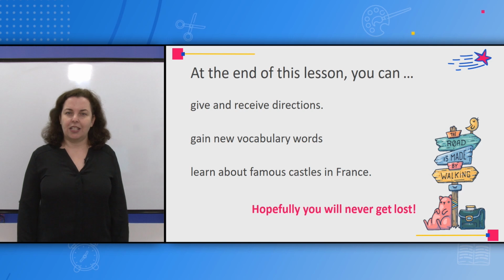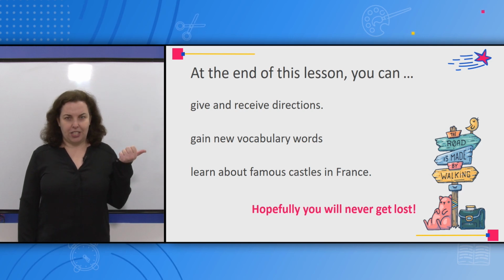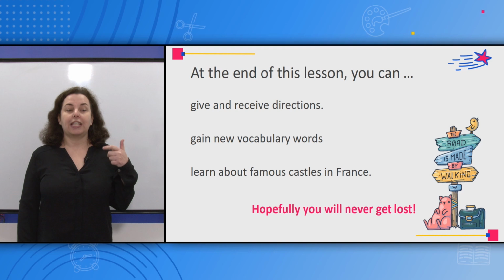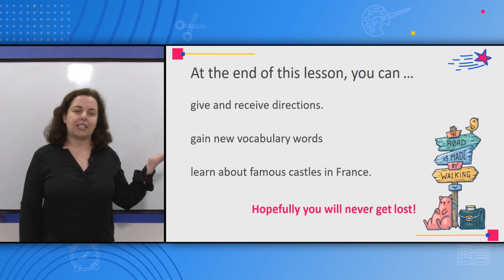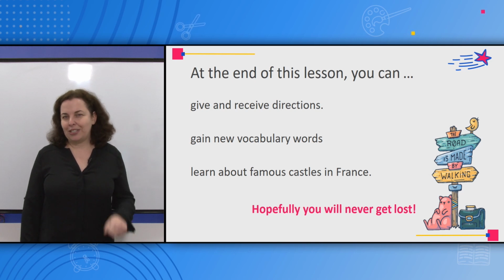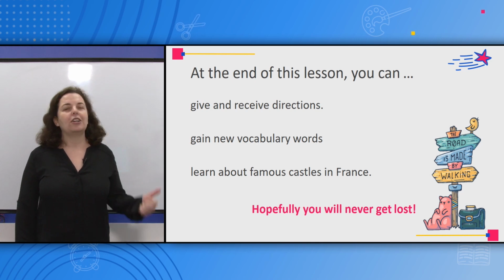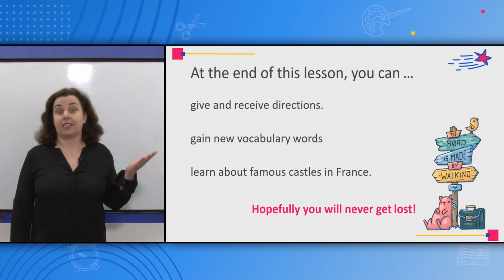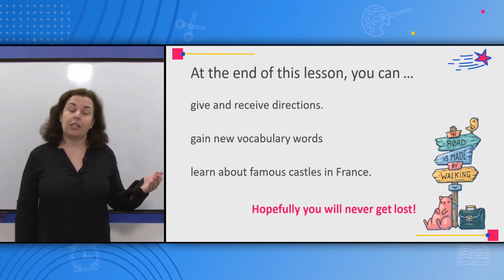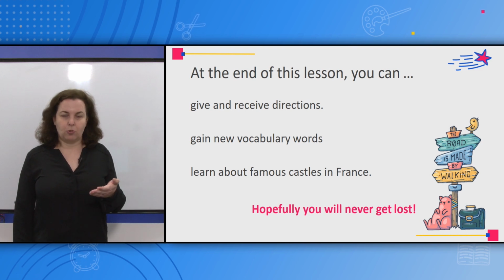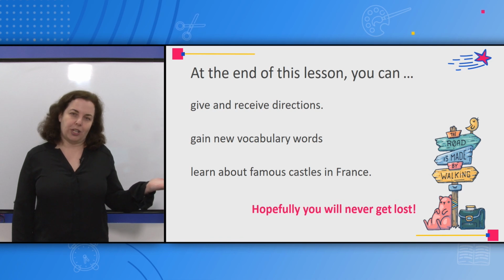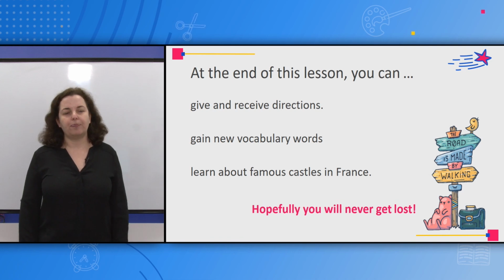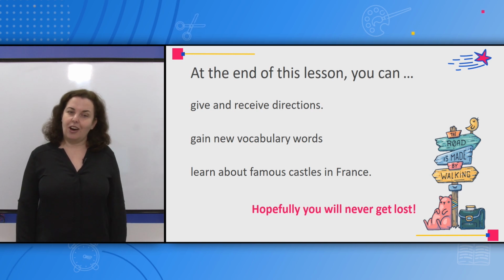Now at the end of the lesson, you can give and receive directions, remember? Gain new vocabulary and learn about famous castles in France. Do you remember I mentioned the two castles? Château de Chantilly and Versailles, of course. So now you can give and receive directions when you travel. I hope you gained new vocabulary words and you learned about famous castles in France. Hopefully, you will never get lost.